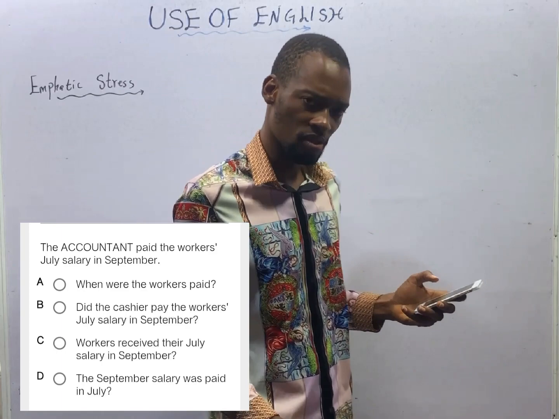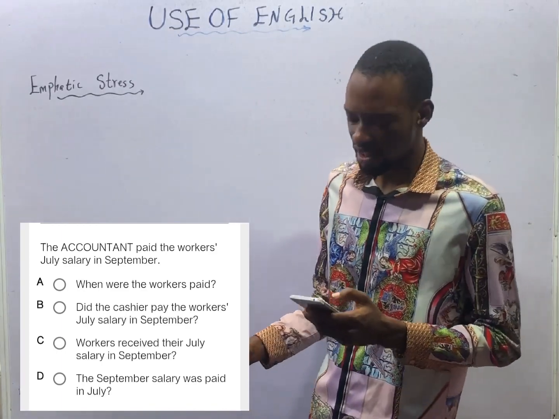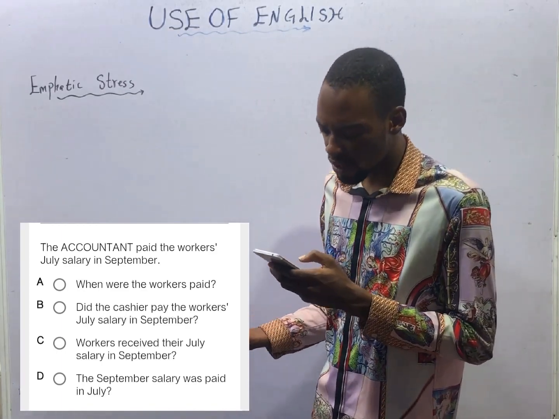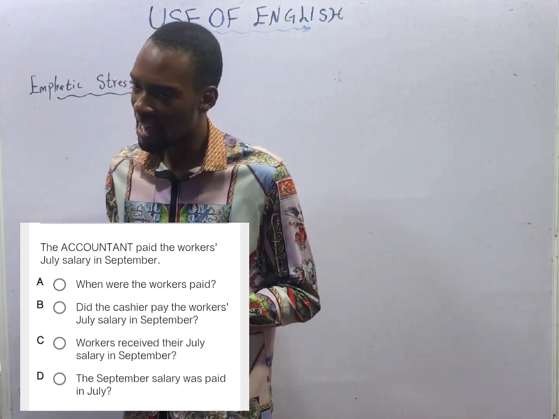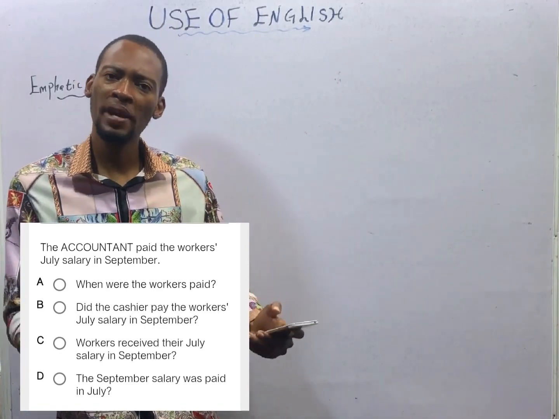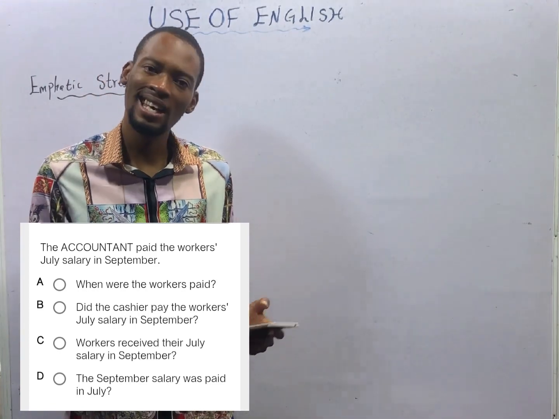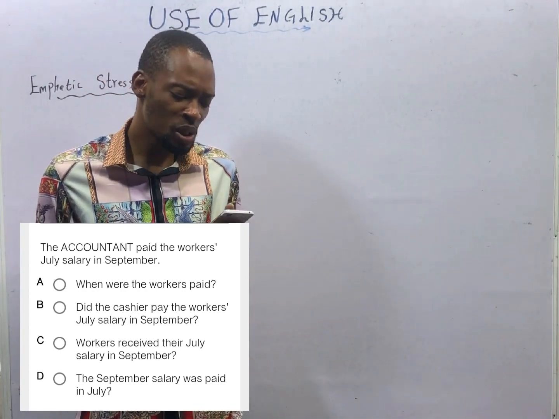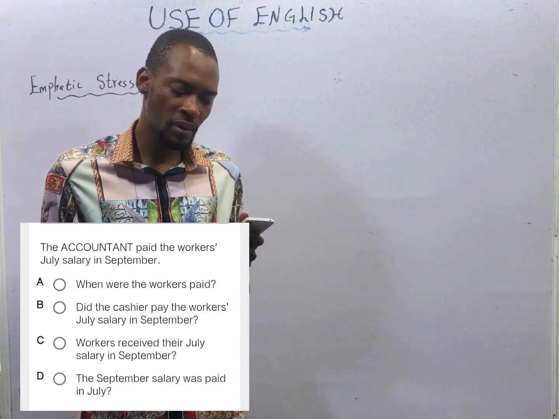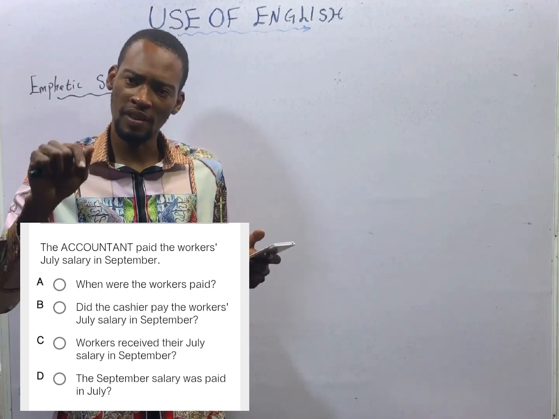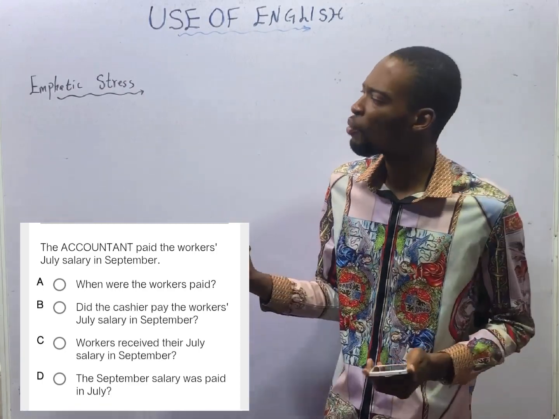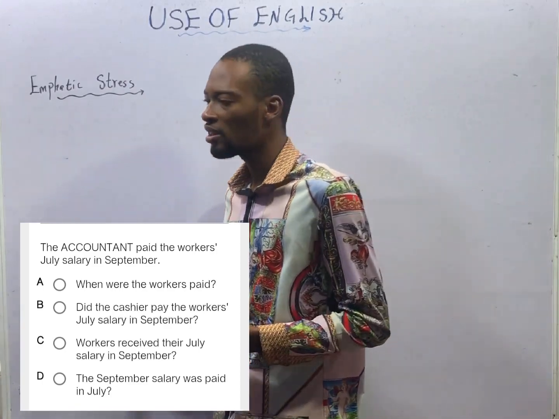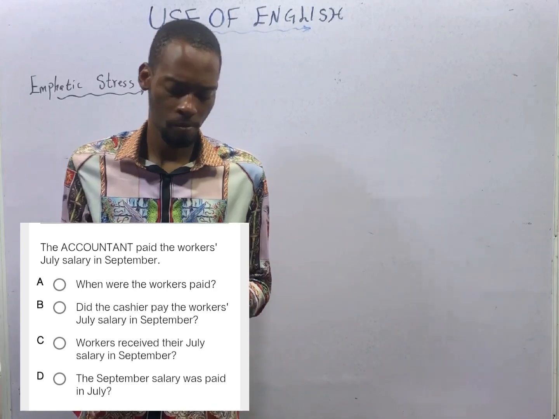Option A, that question cannot warrant the answer. When was the workers paid, or when were the workers paid, is not enough for you to emphasize accountant. If I say who paid the workers, you can emphasize accountant. But in a situation where I say when were the workers paid, September is supposed to be emphasized, because September is what speaks of time. But since September wasn't emphasized, when is the wrong option.